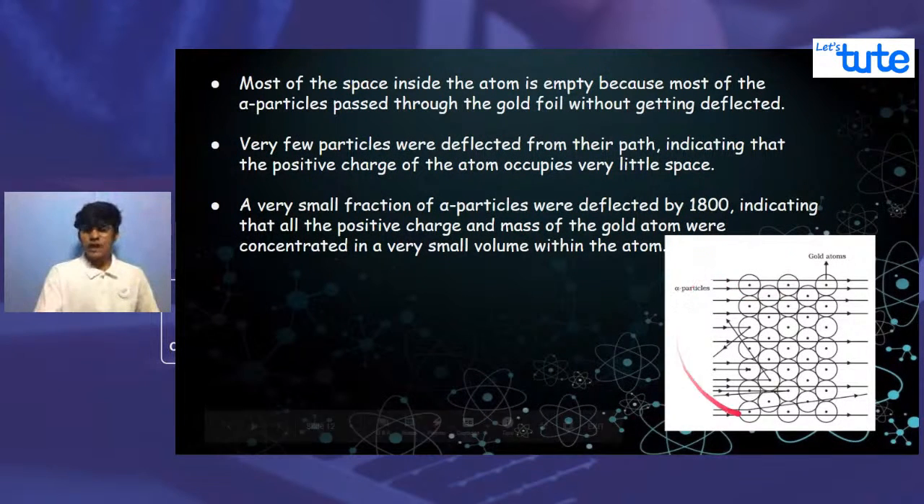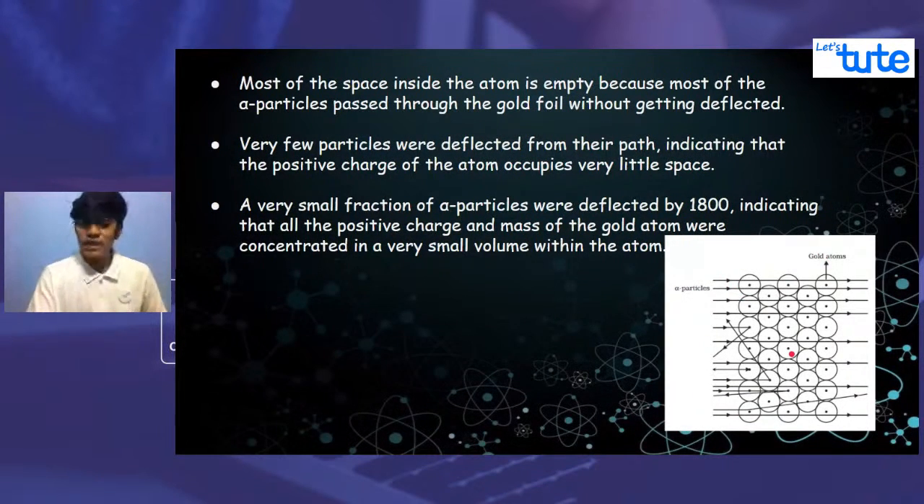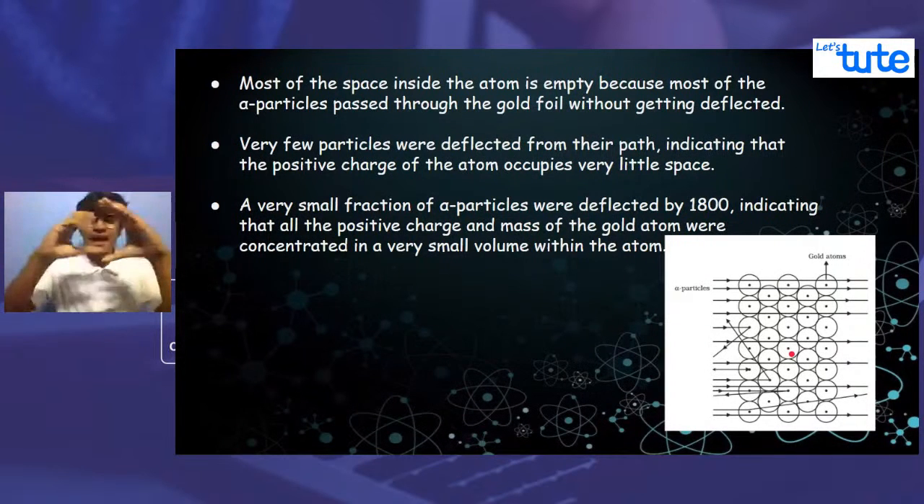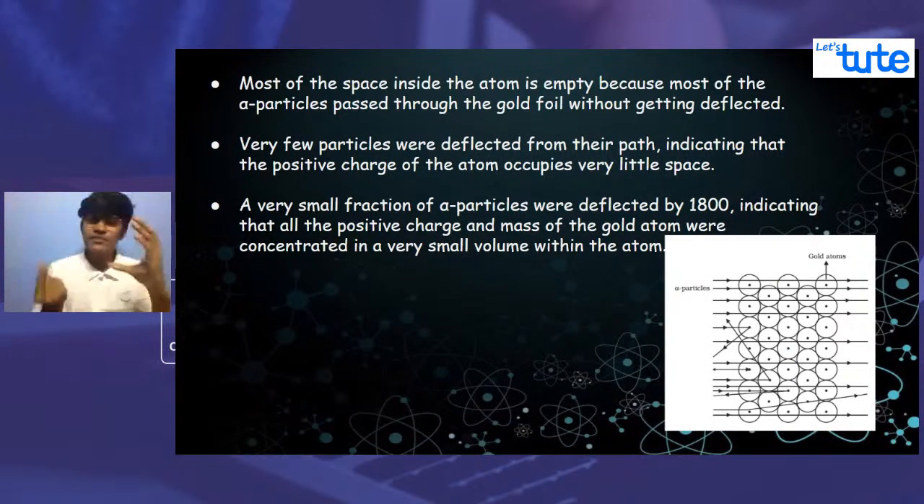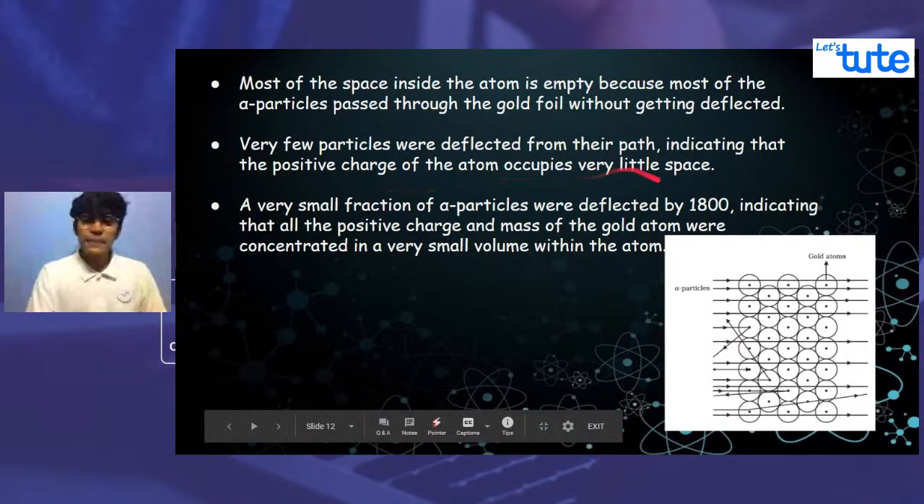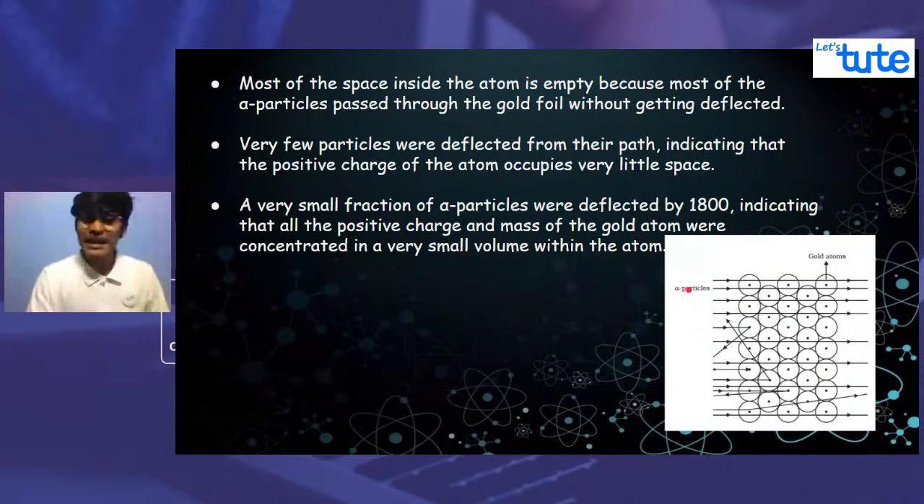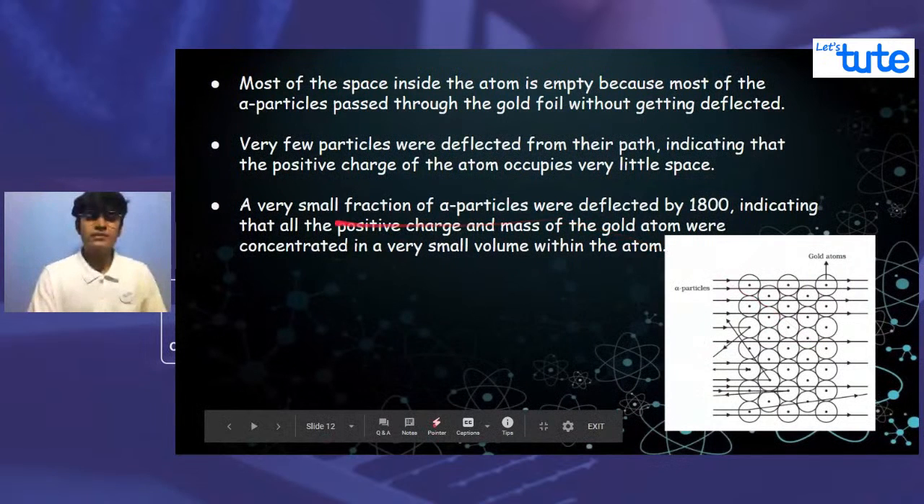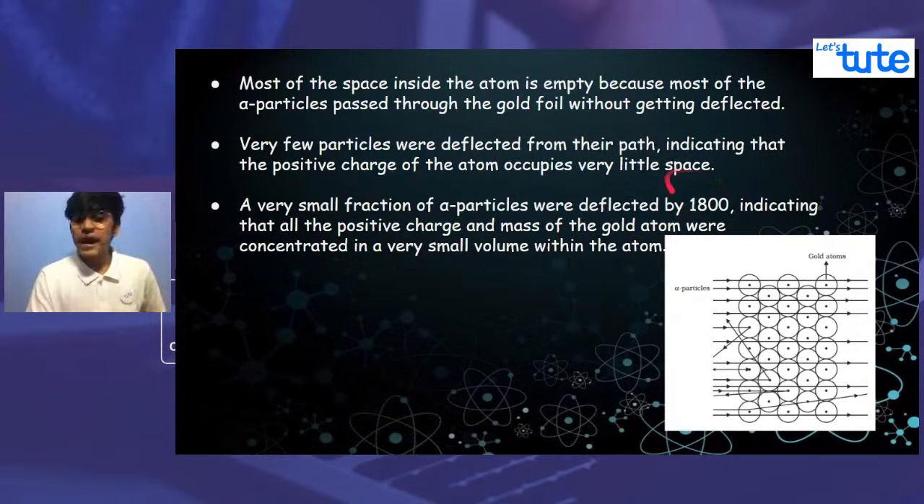So if you try to understand this structure, there's a whole atom, and the protons or the positively charged particles are actually very small, occupying very little space. And because it's occupying very little space, the particles are deflecting at small angles. Only small angles. Very small fraction of alpha particles were deflected by 180 degree. Okay, so this is not 1800, it's 180 degree. It's a typo over here.